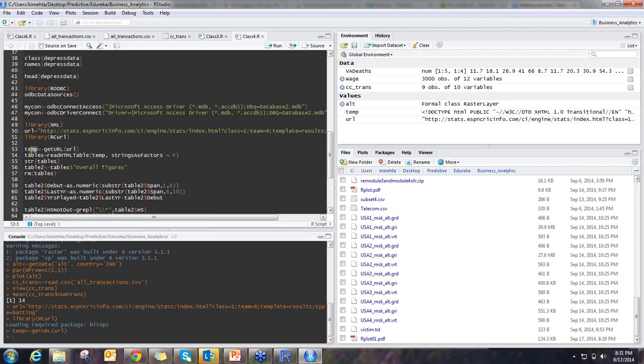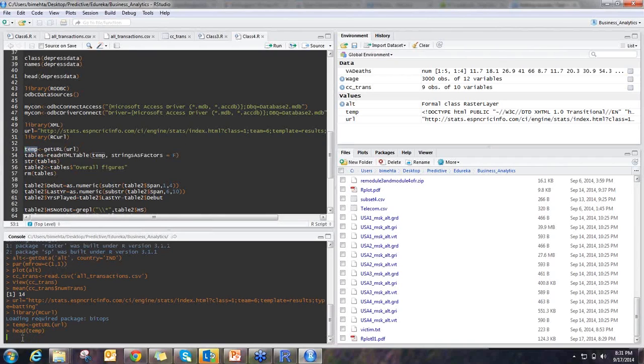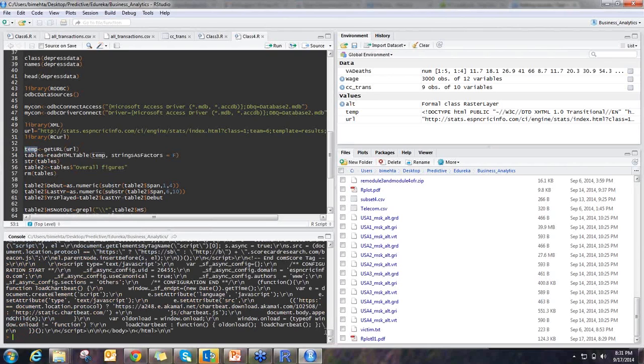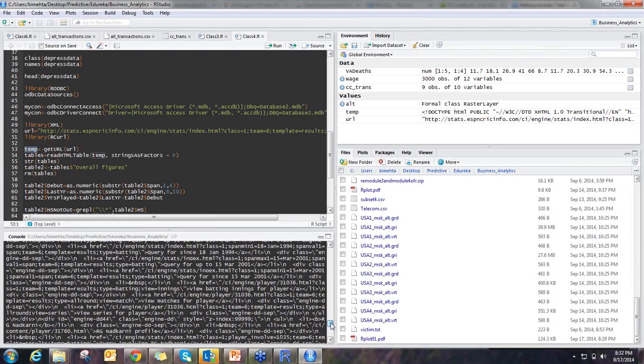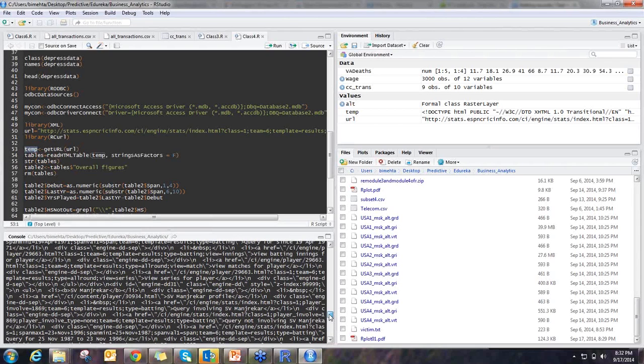Now what has happened is that this URL data is stored inside this temp variable. So the temp variable contains everything. If you look at this temp variable, let's say I want to view what is contained, it contains HTML code. See this? It has got the HTML code of that particular URL.